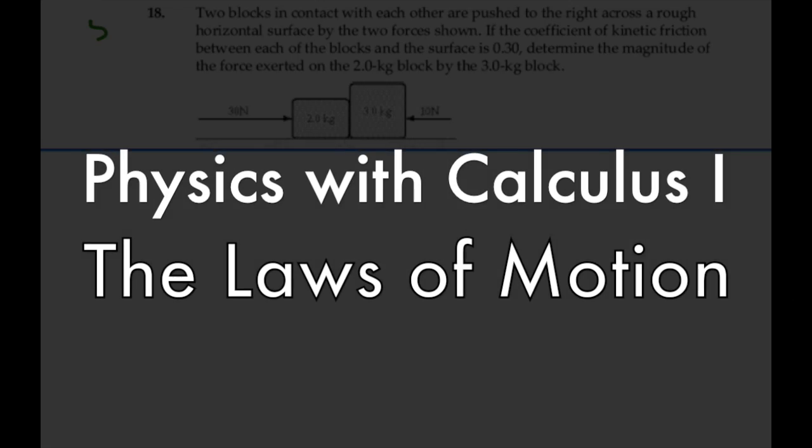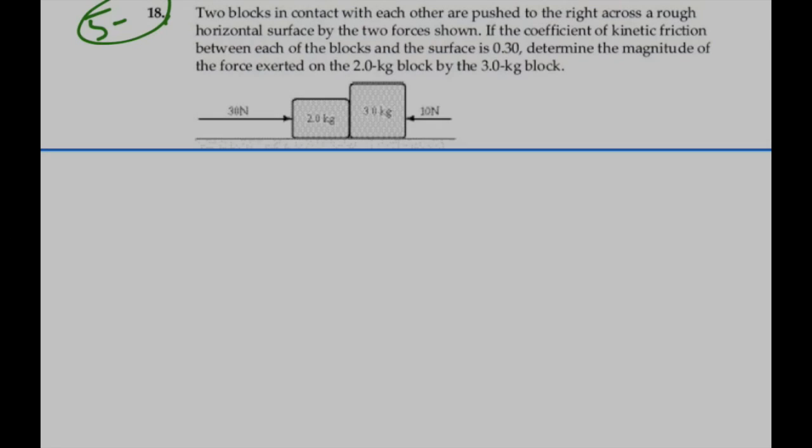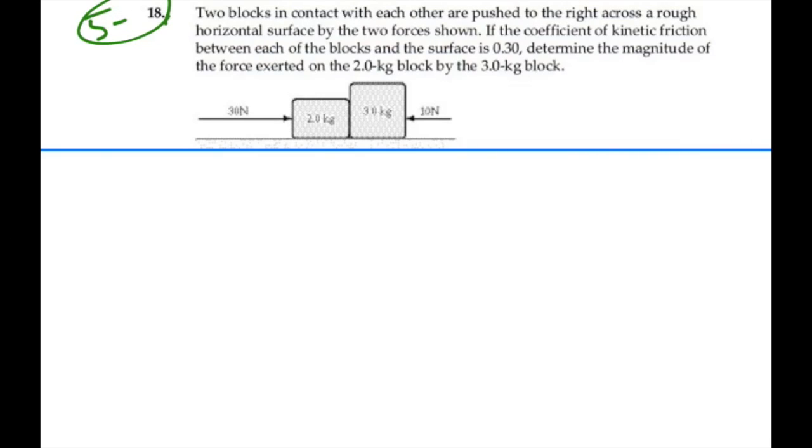Here's problem 518. Two blocks in contact with each other are pushed to the right across a rough horizontal surface by the two forces shown. If the coefficient of kinetic friction between each of the blocks and the surface is 0.3, determine the magnitude of the force exerted on the 2 kilogram block by the 3 kilogram block.